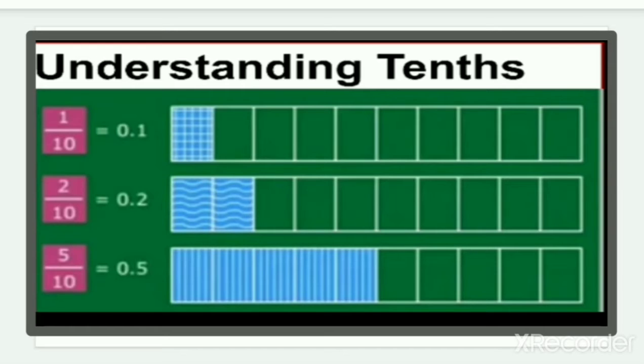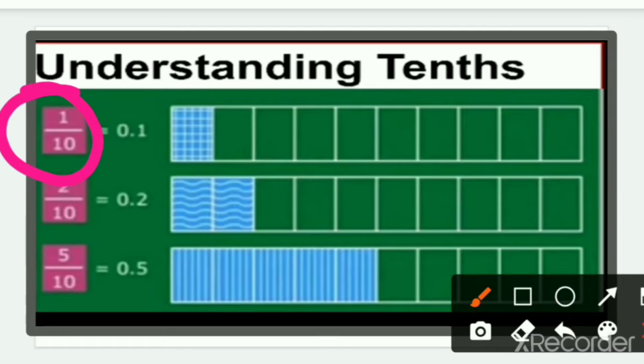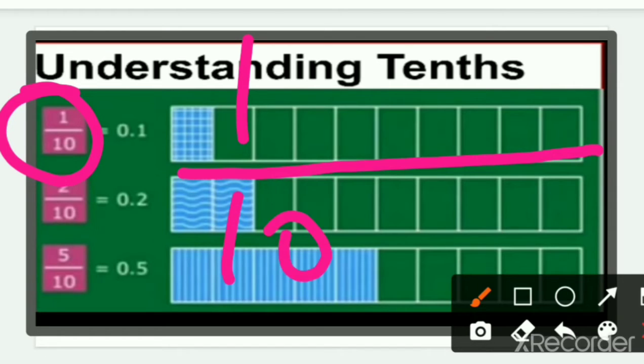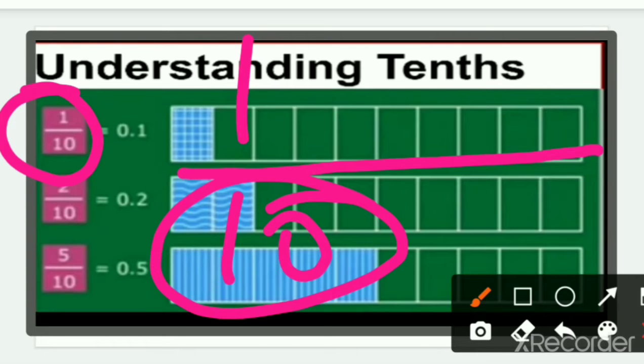Understanding tenths. Here we have been given a fraction and a diagram or picture for the given fraction, right? We have 1/10. It means out of the total parts, how many parts are covered? Only one part is fully covered. How many total parts are there? There are a total of 10 parts, out of which the numerator contains 1. It means out of 10, 1 is covered, right?